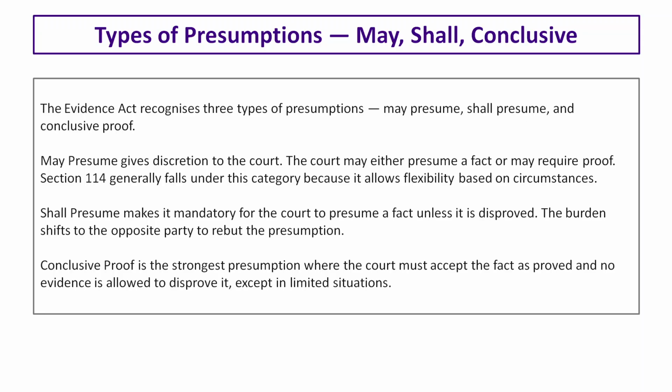Finally, we have conclusive proof. This is the strongest category. When the law says something is conclusive proof, the court must treat that fact as final and no evidence can be given to disprove it.